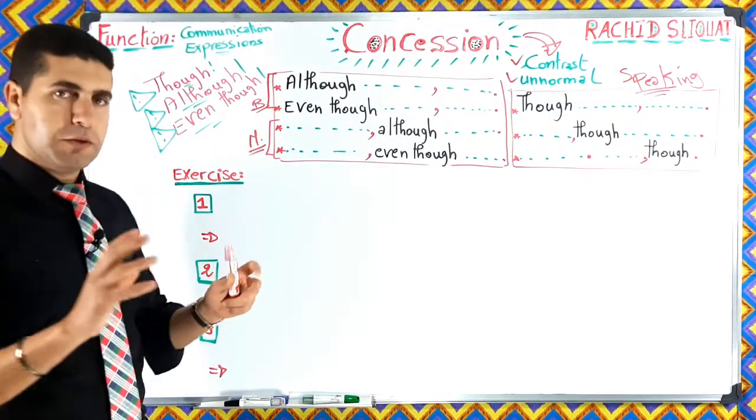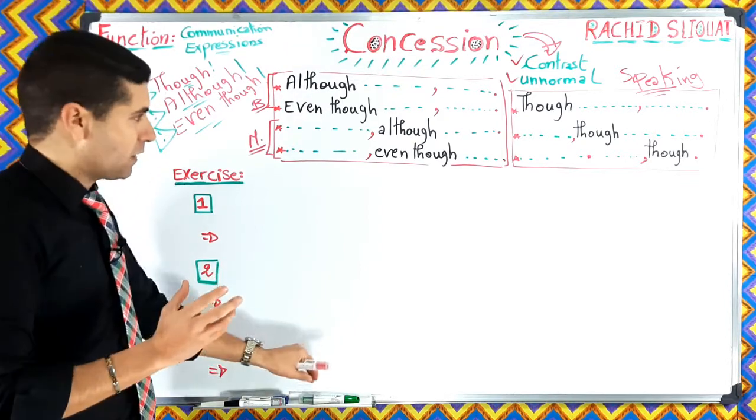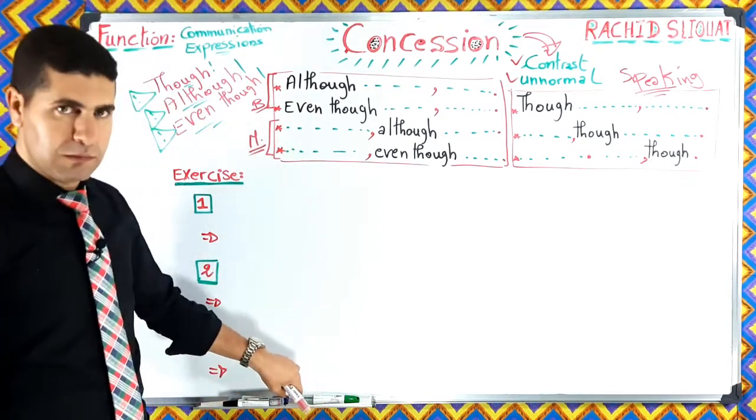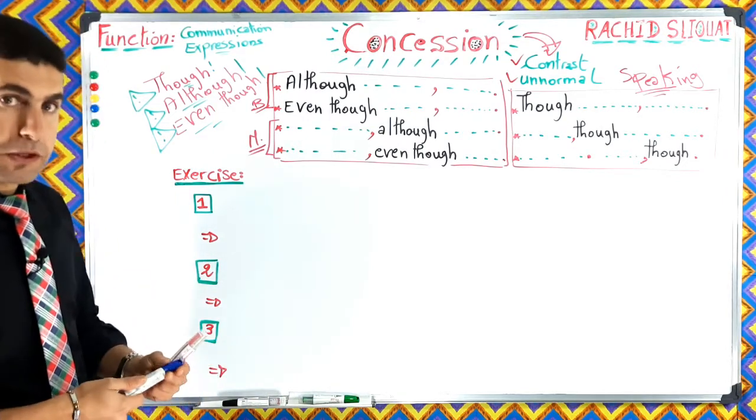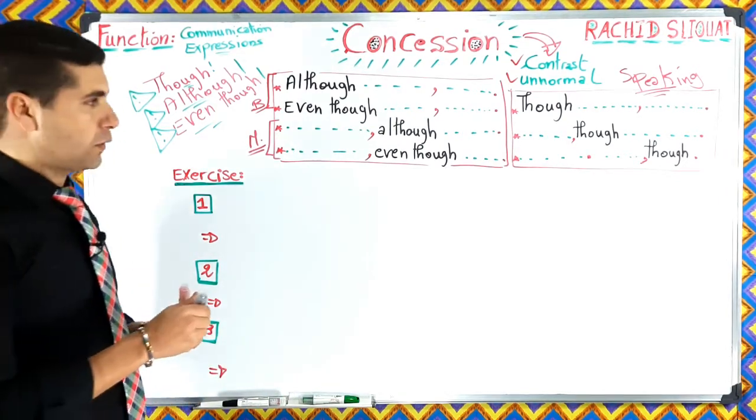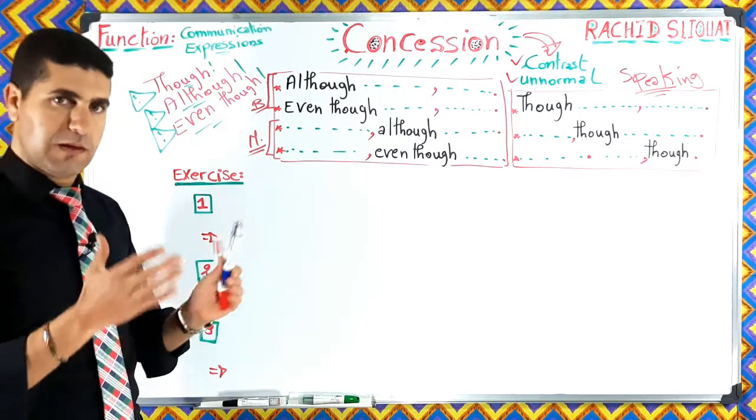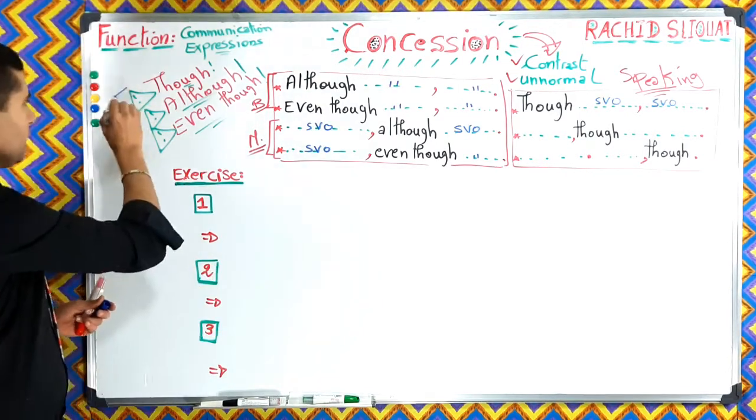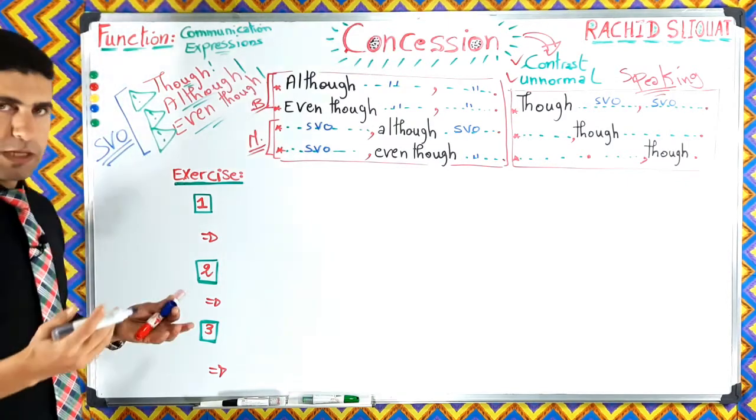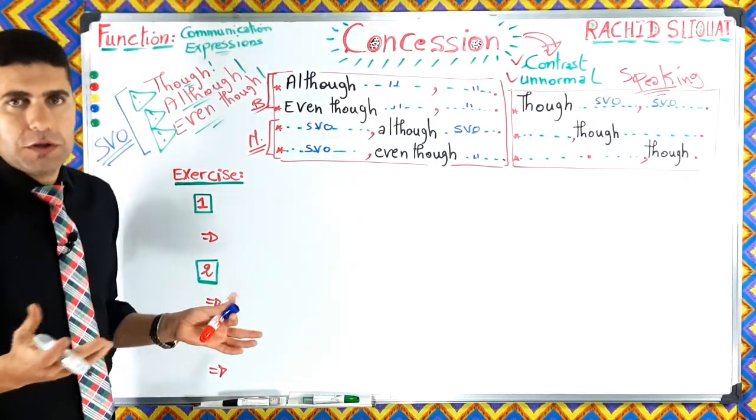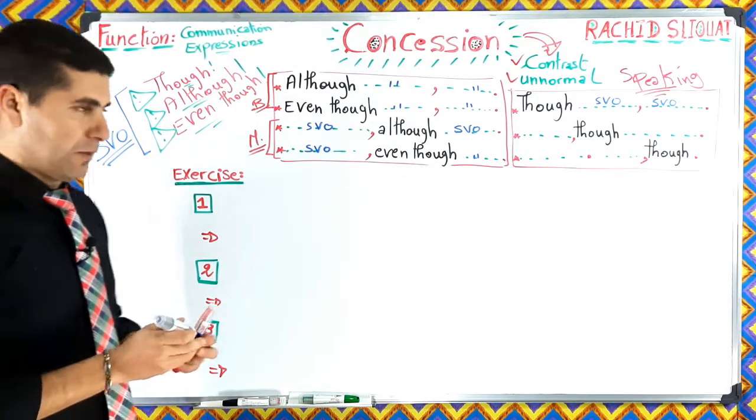The only thing you have to remember is that they are always used with SVO. When I say SVO, I mean subject, verb, and object, or sentence. So all these words can be used with SVO, as I have just said.